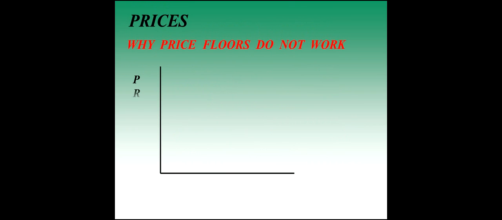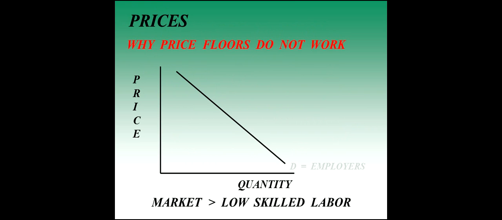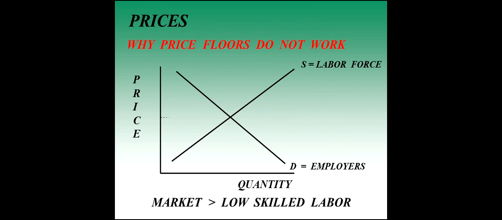Once again, we can use our supply and demand graph to illustrate the effects of price controls, in this case, a price floor on a market. Our market in this case is low-skilled labor. The demand curve on our graph represents the demand of employers who are looking to hire low-skilled labor. The supply curve represents the labor force itself, the total number of low-skilled laborers in the market. And just like any other market, there is a market equilibrium price for low-skilled labor.